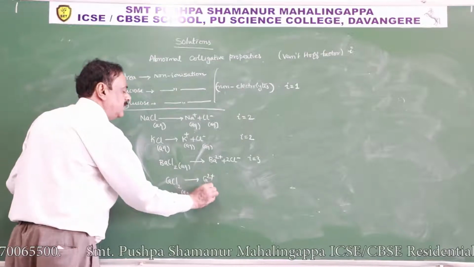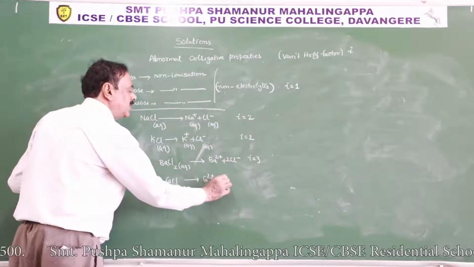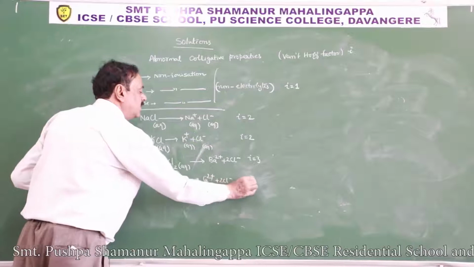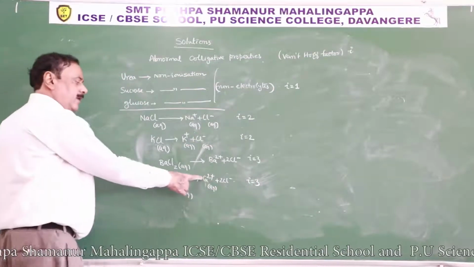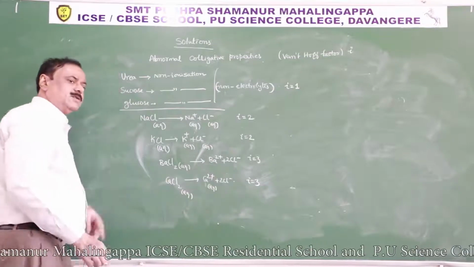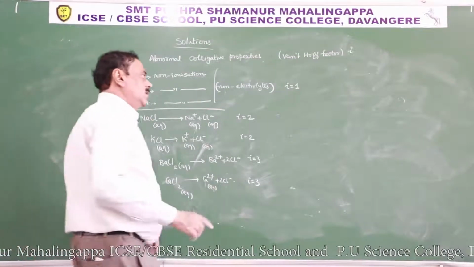Calcium chloride ionization gives rise to Ca2 plus plus 2Cl minus, then the I factor is equal to 3. That is, I is equal to 1 plus 2, which is equal to 3.